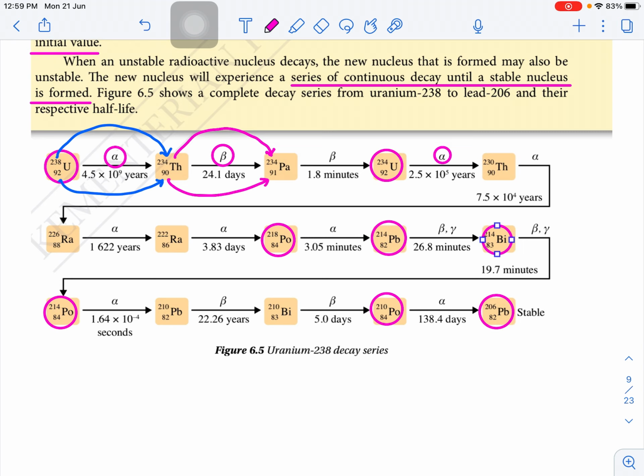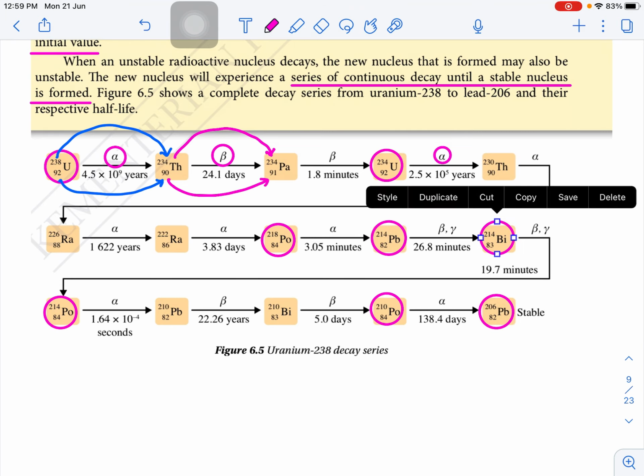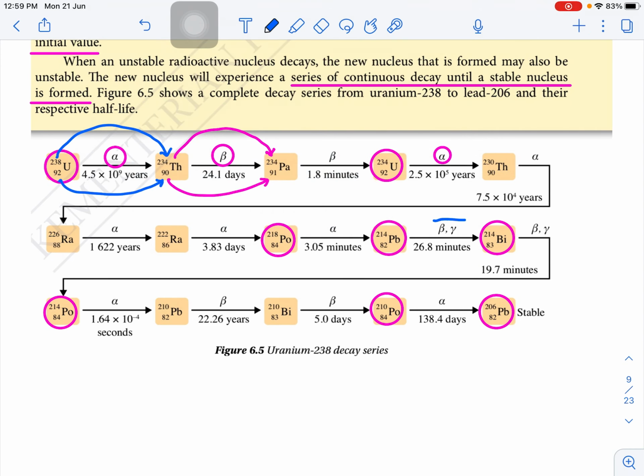Okay, from lead 214-82 it becomes 214-83 Bi. Bi here is bismuth. It emits a gamma ray, and at the same time it also emits a beta particle. So the gamma ray will be emitted with other particles, maybe alpha, maybe beta. Why? Because alpha and beta affect the nucleus, but gamma doesn't. Gamma only affects the energy level of the nucleus, where the energy level decreases. The energy level of bismuth is lower than the energy level of lead-214. That is the effect of the gamma ray.